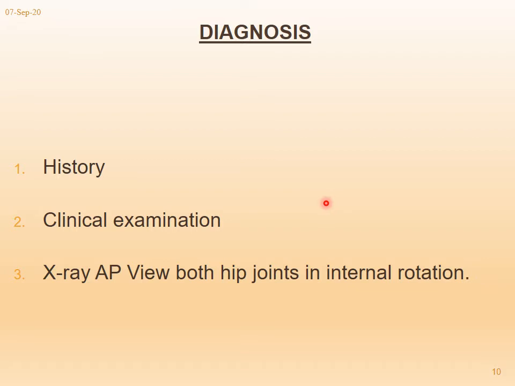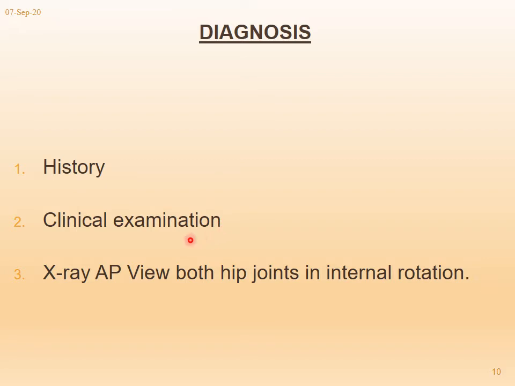How we diagnose is that on history, patient may give history of road traffic accident in a young adult, or in the old, that he might have got a slip in the bathroom or washroom or somewhere on the stairs.